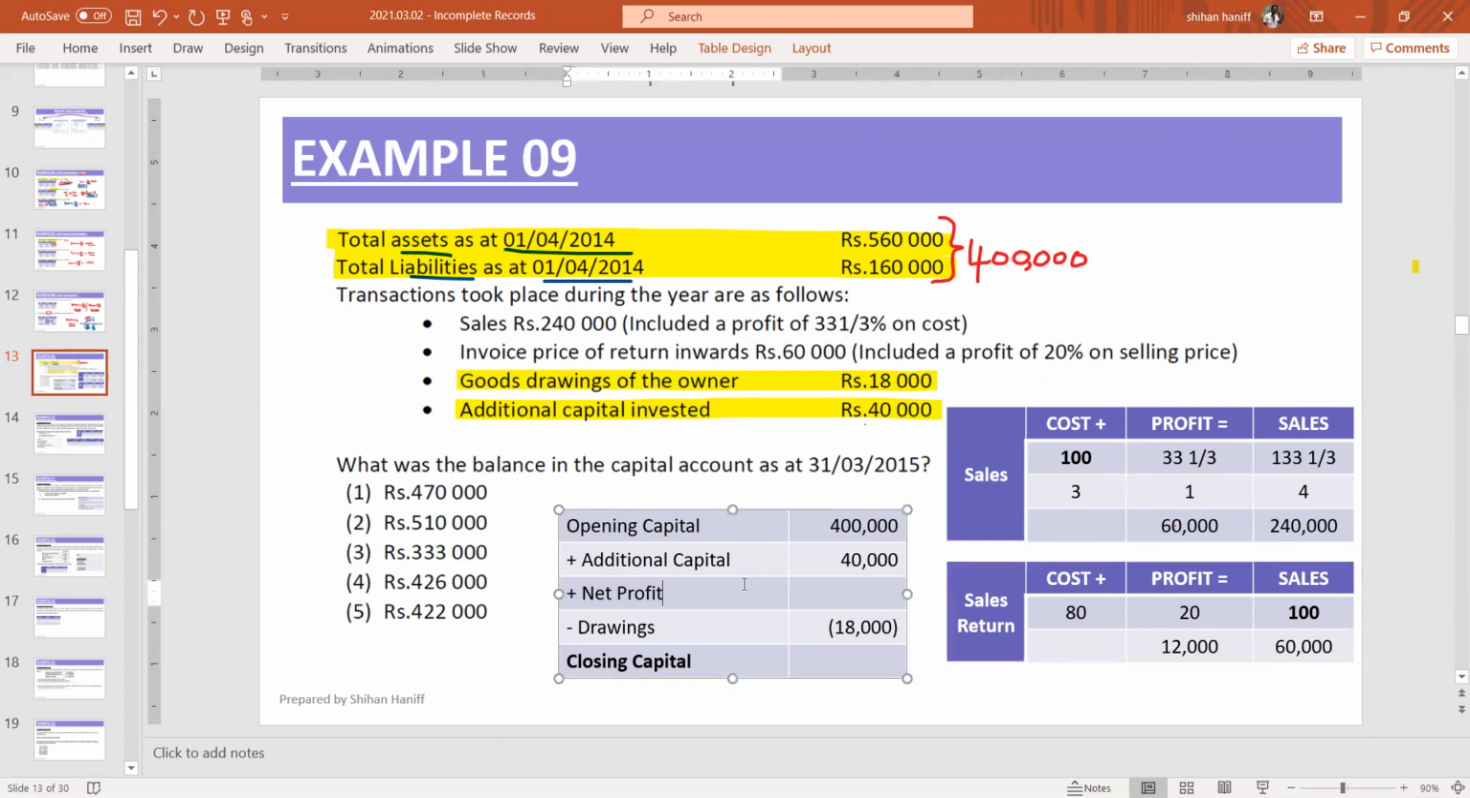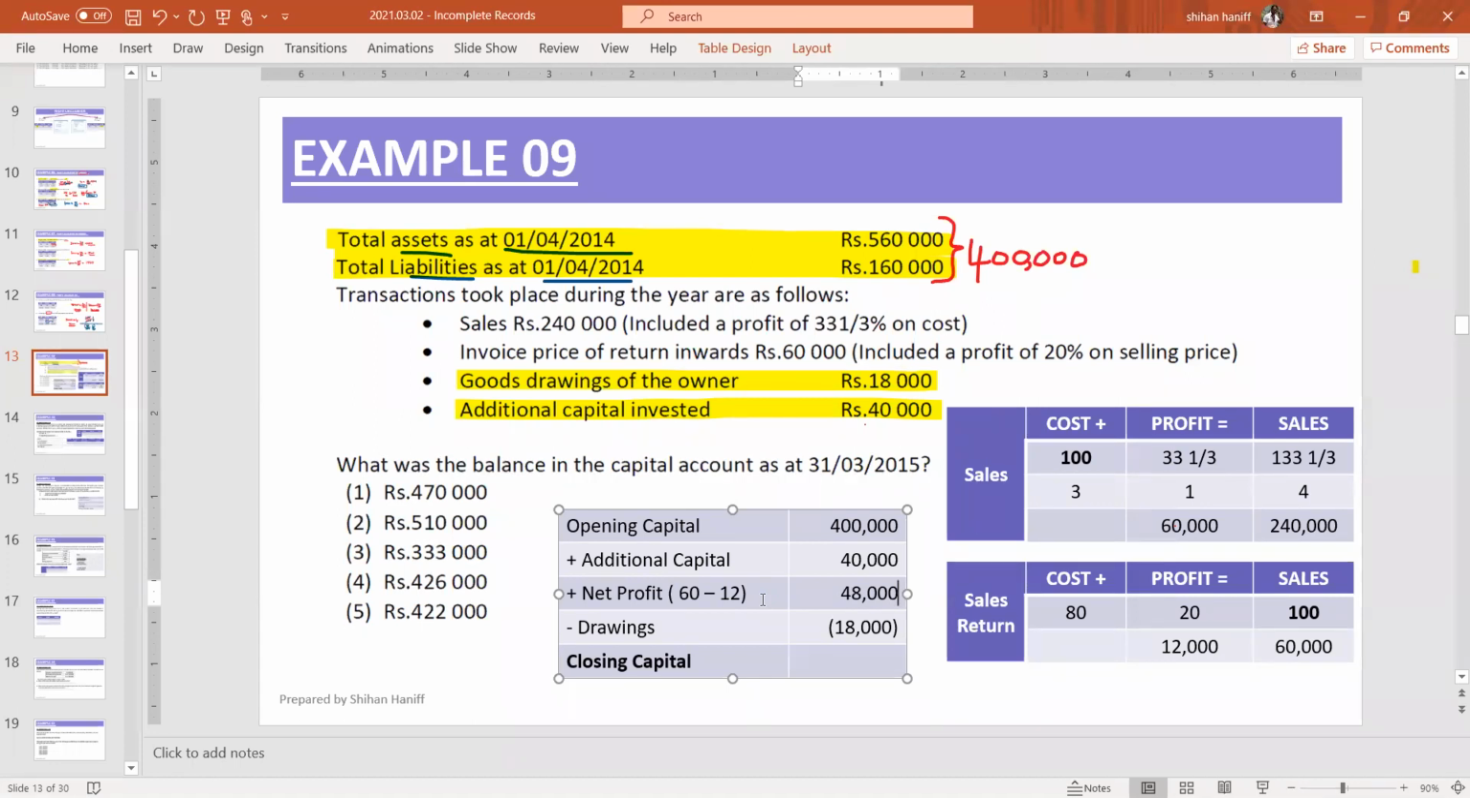Okay. Now the net profit means from sales, sales is 60,000 minus sales return 12,000. So net profit is 48,000. Net profit is 48,000. Okay, there are no other transactions, only a sales and a sales return is given.